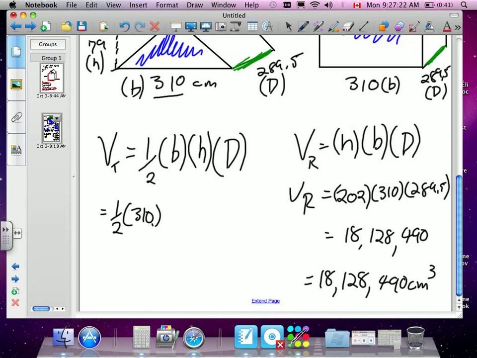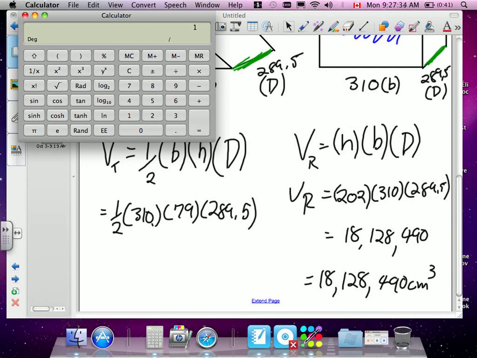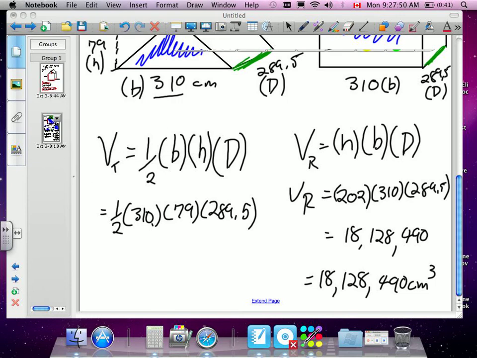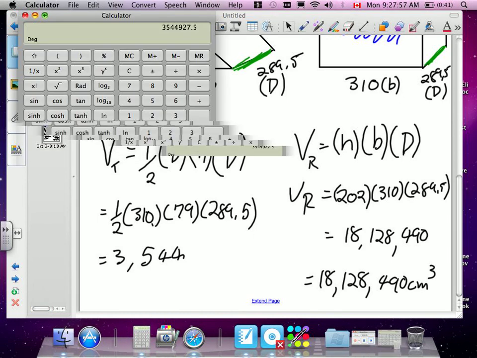Okay? Now remember, 1/2 is the same as 0.5 on a calculator. We would just take 1 divided by 2, 0.5. So we do 0.5 times 310 times 79 times 289.5 equals. And we end up with 3,544,927.5. And again, this is in centimeters cubed.